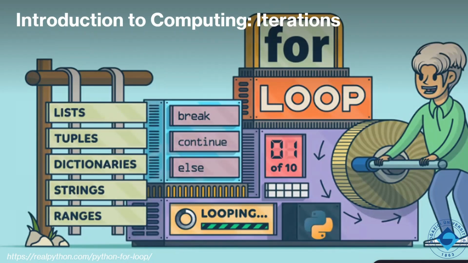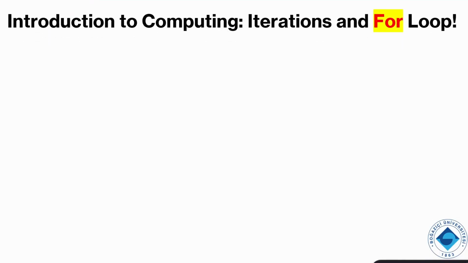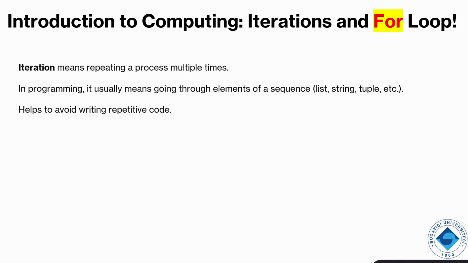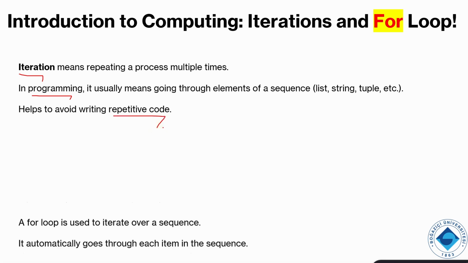Now we can continue with iterations in lists. For iteration, we said before we can use while and for loops. Here we are going to learn for loops. Iteration means repeating a process multiple times. In programming, it usually means going through elements of a sequence, which helps to avoid writing repetitive code.